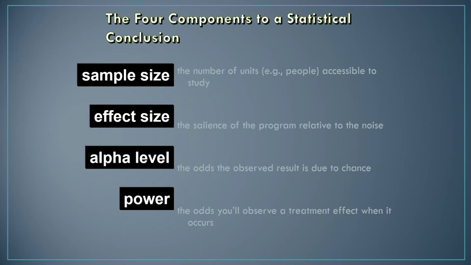So for ANOVA or any statistical test, you have these four pieces that work together to give you a statistical conclusion. And these four have to be in balance and work together so that you have confidence in the statistical conclusion. So you have the sample size, which is the number of cases or units or people or participants that you have within your data set.